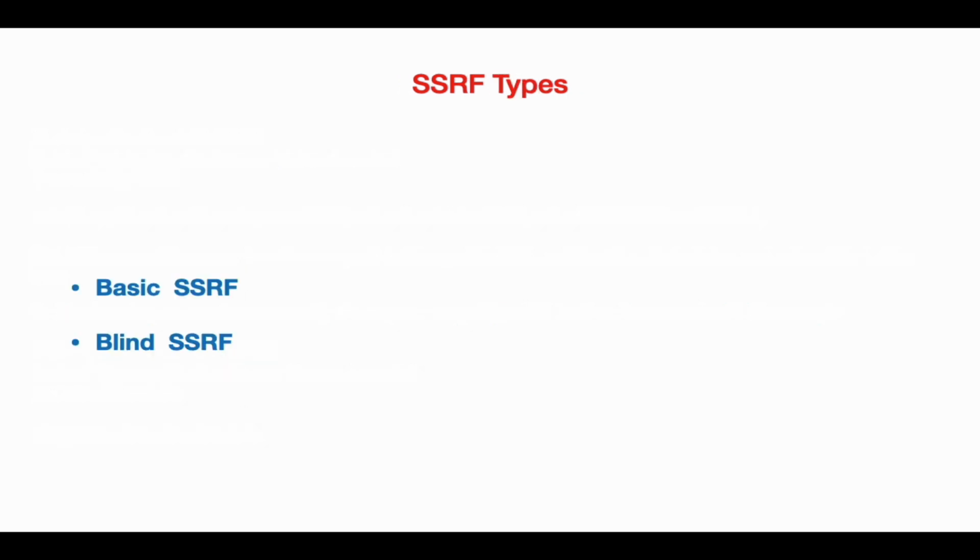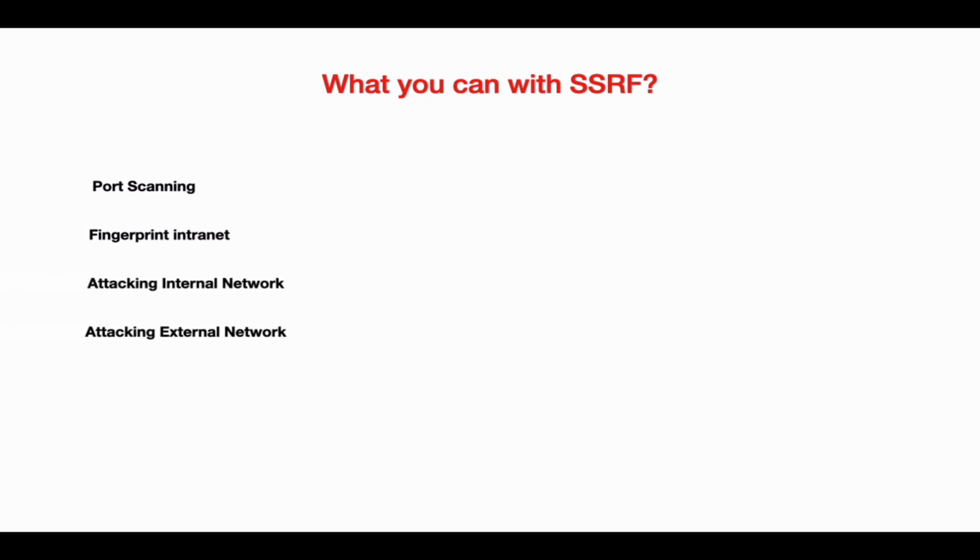Next, SSRF types. Generally there are two types of SSRF. First is the basic SSRF and second is the blind SSRF. So what can you do with SSRF? As I mentioned, we can perform port scanning, we can fingerprint the intranet, we can attack the internal network as well as the external network, and many more things. So let's jump into the practical part.